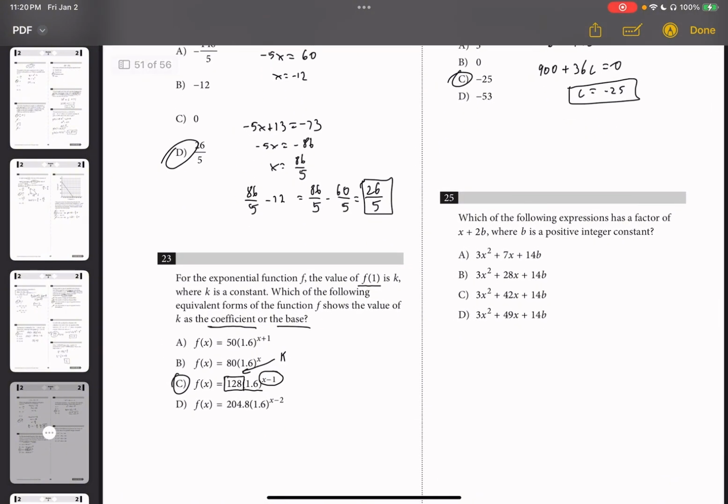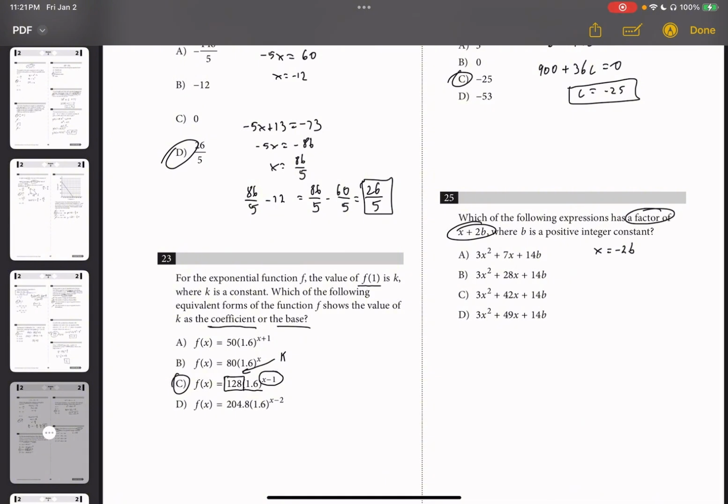Question 25. Which of the following expressions has a factor of x plus 2b, where b is a positive integer constant? Well, if we're looking for factors, what I would do in this scenario is solve for x, or sorry, if this is a factor, then when x is equal to negative 2b, the equation should equal 0 because it's a factor.